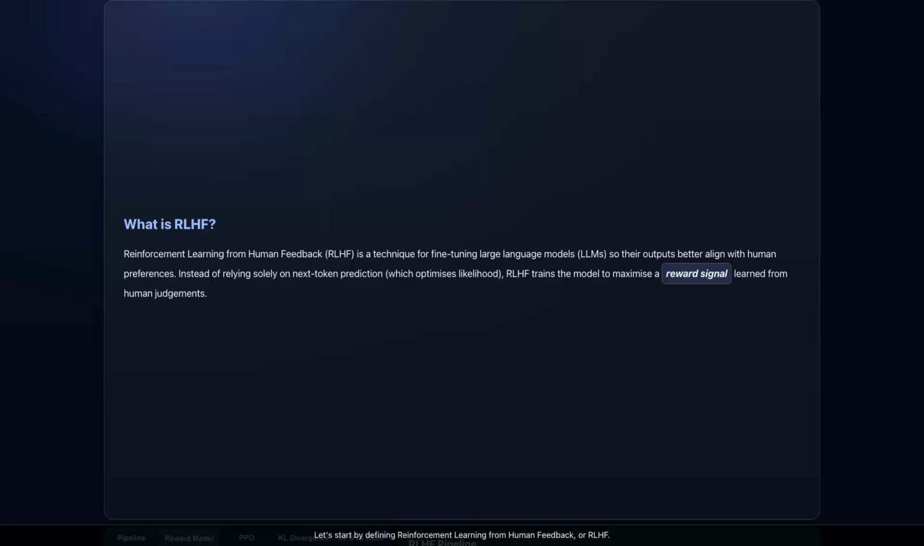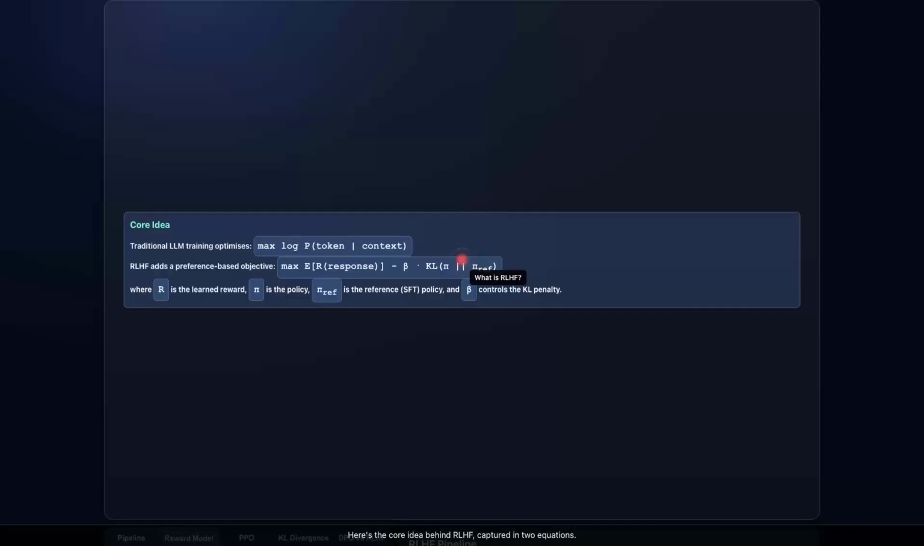Let's start by defining reinforcement learning from human feedback, or RLHF. Imagine we've trained a language model on vast amounts of internet text. While it's great at predicting the next word, that doesn't guarantee it will follow instructions helpfully or avoid producing harmful outputs. RLHF is a method for aligning a model's behavior with human preferences, using feedback from people rather than just maximizing likelihood. Here's the core idea behind RLHF, captured in two equations.